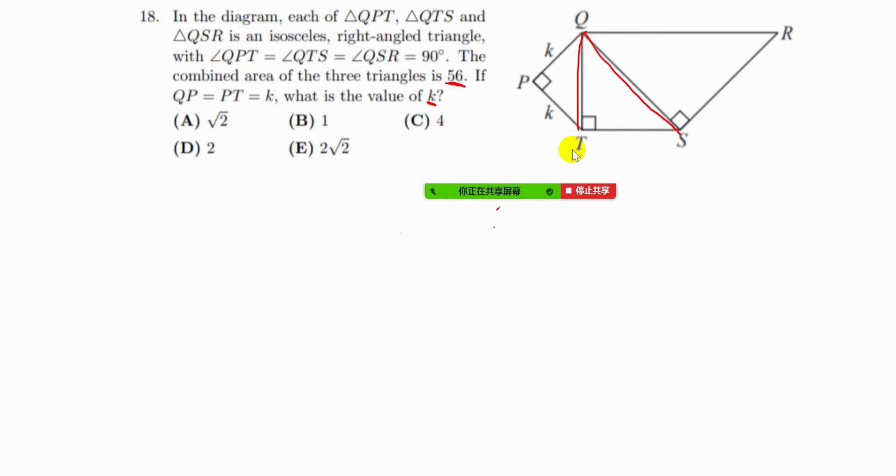So first, if we look at the smallest triangle on the left, triangle QPT, the right-angled sides are K, which is QP and PT. So this means that QT squared equals K squared plus K squared, which equals 2K squared.